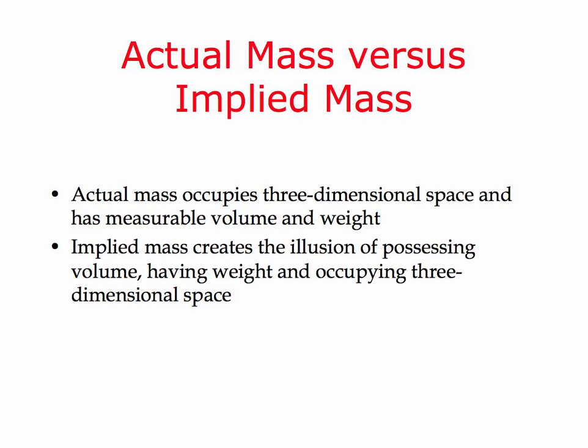All right, let's talk about mass and volume for a little bit as well. Shapes can combine to give a piece actual or implied mass. Objects that occupy three-dimensional space have actual mass and measurable volume and weight, whereas paintings and photographs may contain objects that have implied mass or create the illusion of possessing volume.